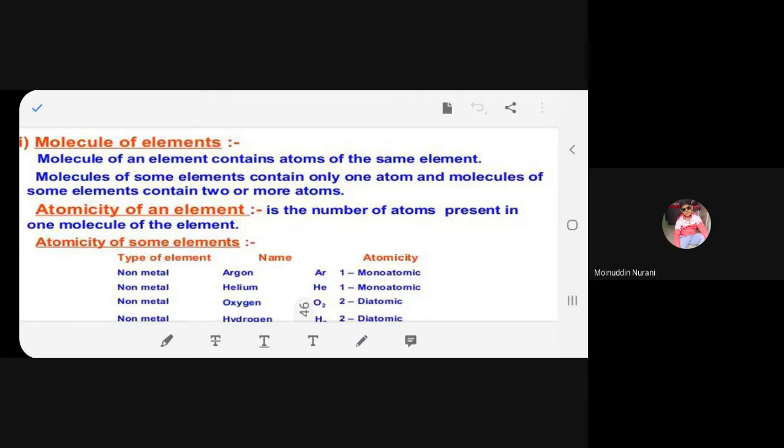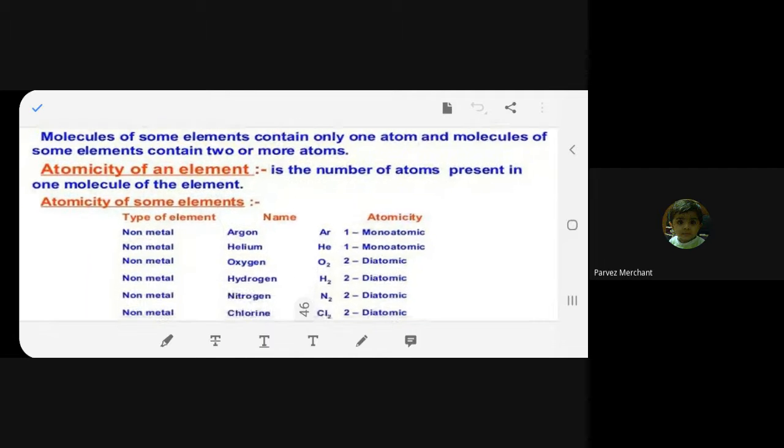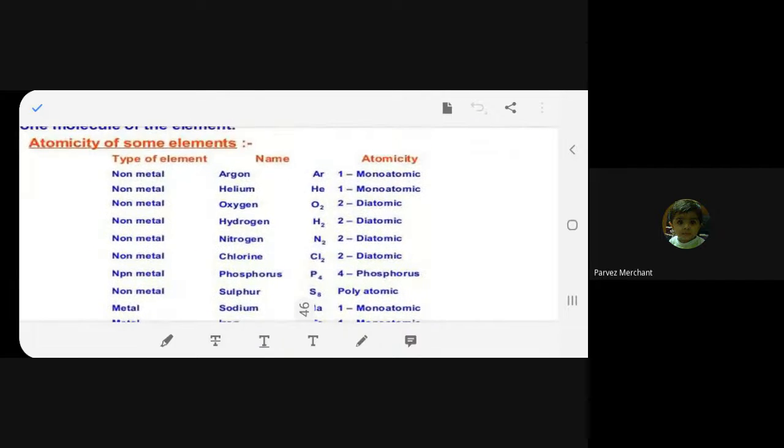Then, atomicity of an element. What is it? Atomicity of an element is the number of atoms present in one molecule of the element. So this we saw. Yes, ma'am. This is the atomicity of some elements: type of element, name, and atomicity.